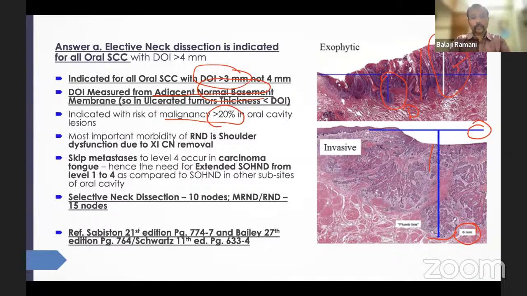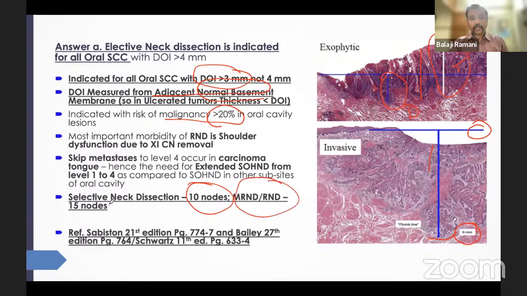So what do you mean by comprehensive? Comprehensive is levels 1 to 5. All these levels are removed whenever you're doing a comprehensive neck dissection. When you're doing selective, any one of the levels will be left behind. That is known as your selective neck dissection. And as I already mentioned, in your selective neck dissection, at least 10 nodes need to be taken. This is according to the AJCC criteria.